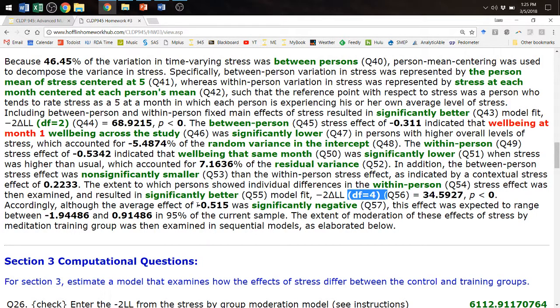So then here's your confidence interval. On average, there is a negative within person stress effect, but that could be anywhere from a lot more negative to a little bit positive if you work out the 95% confidence interval.